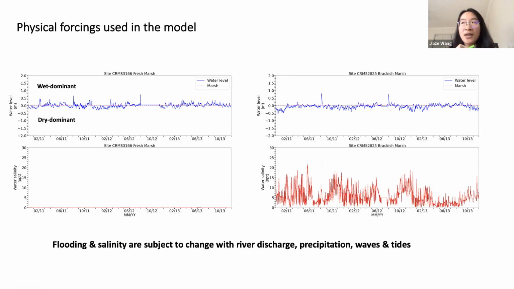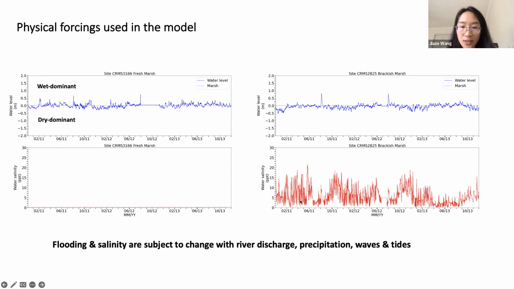Well, for a mesotidal environment, it's easy to apply a tidal oscillation function to a model. But for Mississippi, it's different because the water level change is combined with river discharge, wave activities, and also tidal. But the tidal is very small. It has a very small range, like 45 centimeters. So that's why it's better to use observed site-specific water level to force the model.